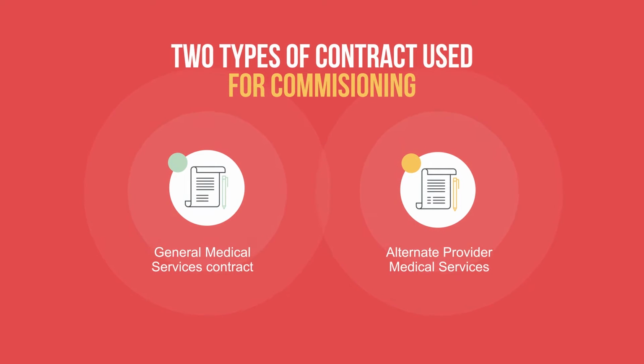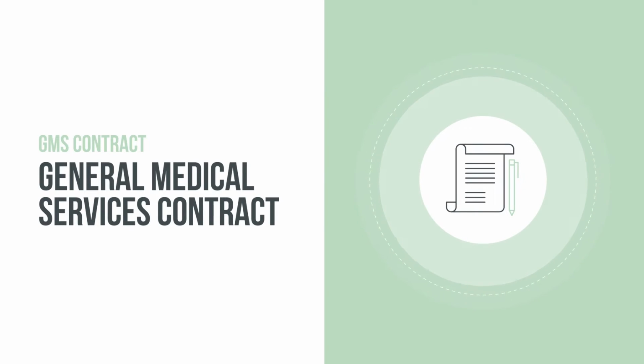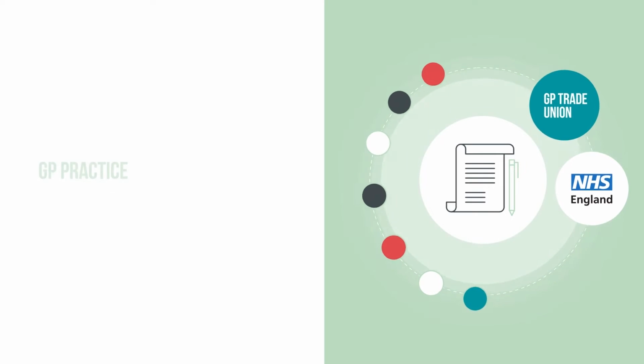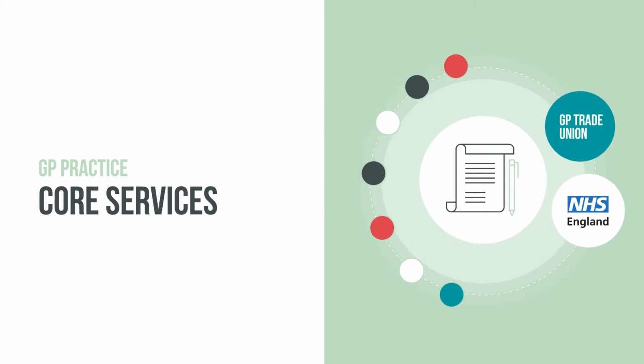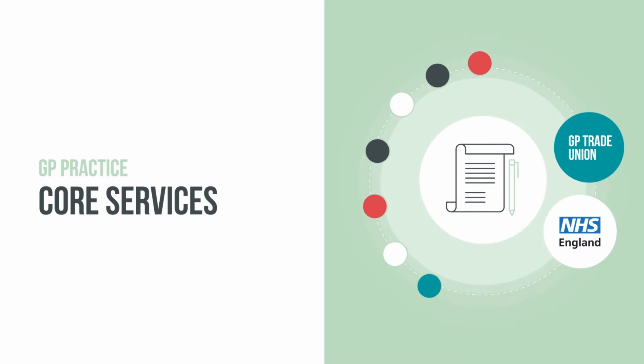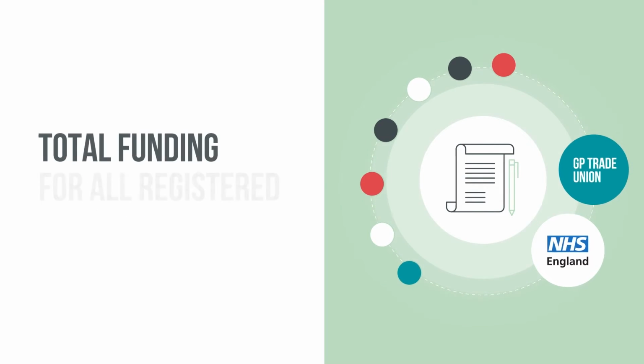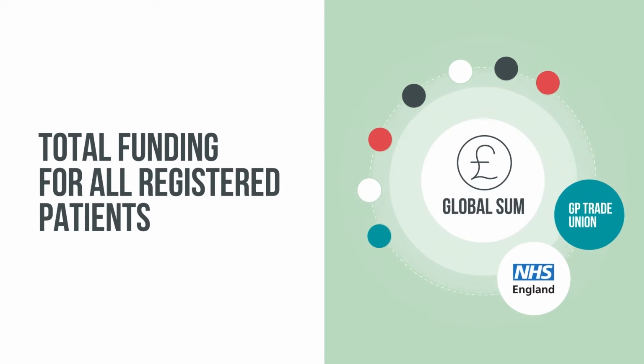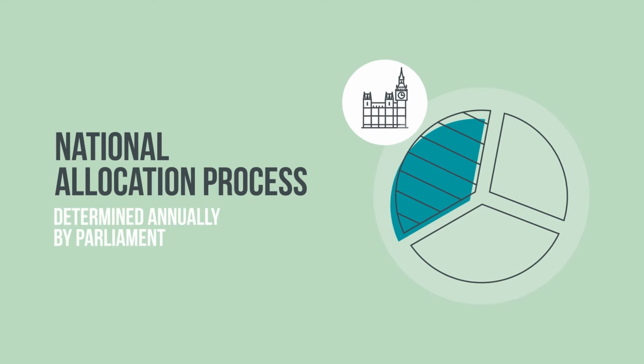There are two types of contract used to commission general practice services. The most used is the General Medical Services Contract, which is nationally negotiated between NHS England and GP trade union representatives. It states the core services that a GP practice must provide to people who are registered with the practice. The total funding for all registered patients, called the global sum, pays for the core services and is determined by the NHS annually as part of the national allocation process determined by Parliament.